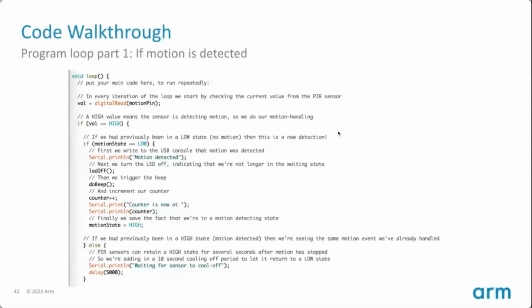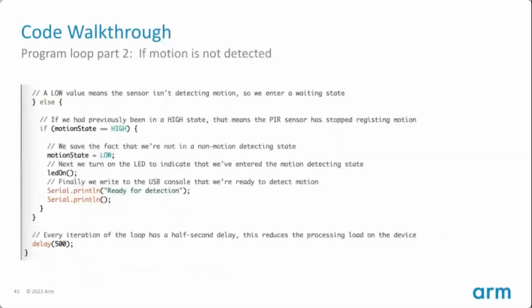However, if we detect a low value from the motion detector, meaning that it's not detecting motion, this time we're going to check that motion state again. And if it was high previously, that means that we've come down from detecting motion to not detecting motion, and we can go back into our ready state. So once again, we're going to save that motion state for next time by saying that the motion state was low. We're going to turn the LED back on, indicating that the board's ready to detect motion again, and we're going to print out to the serial console that we are ready for detection.